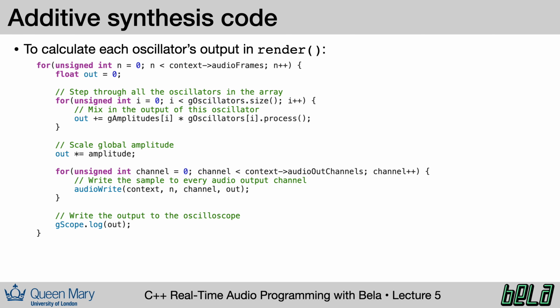Once we do get into the main for loop, then we have a different block of code that needs to run. And here, you can see that we have a for loop that also counts through the total number of oscillators, and it calls the process method on each one of the oscillators in the array. It multiplies that output by the amplitude for that oscillator and mixes it into the variable called out. Let's see this in action.